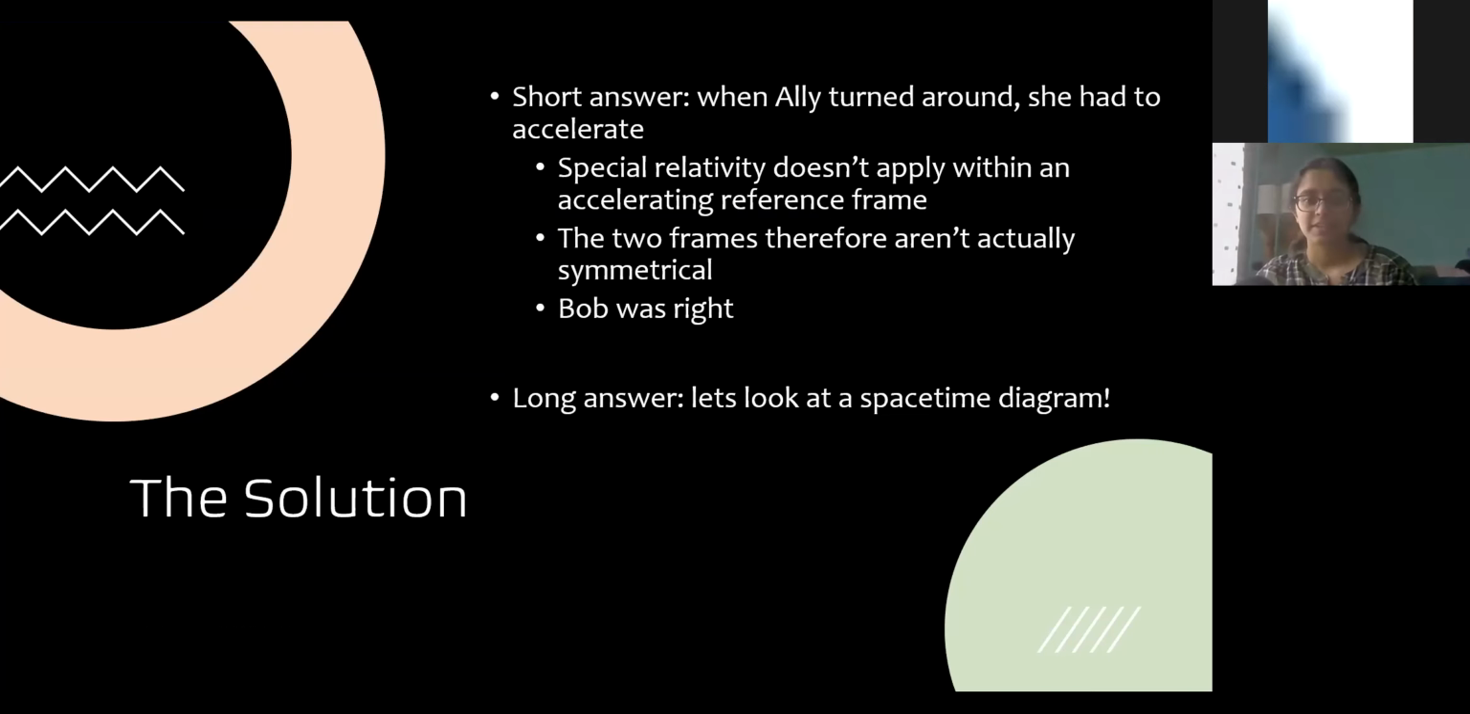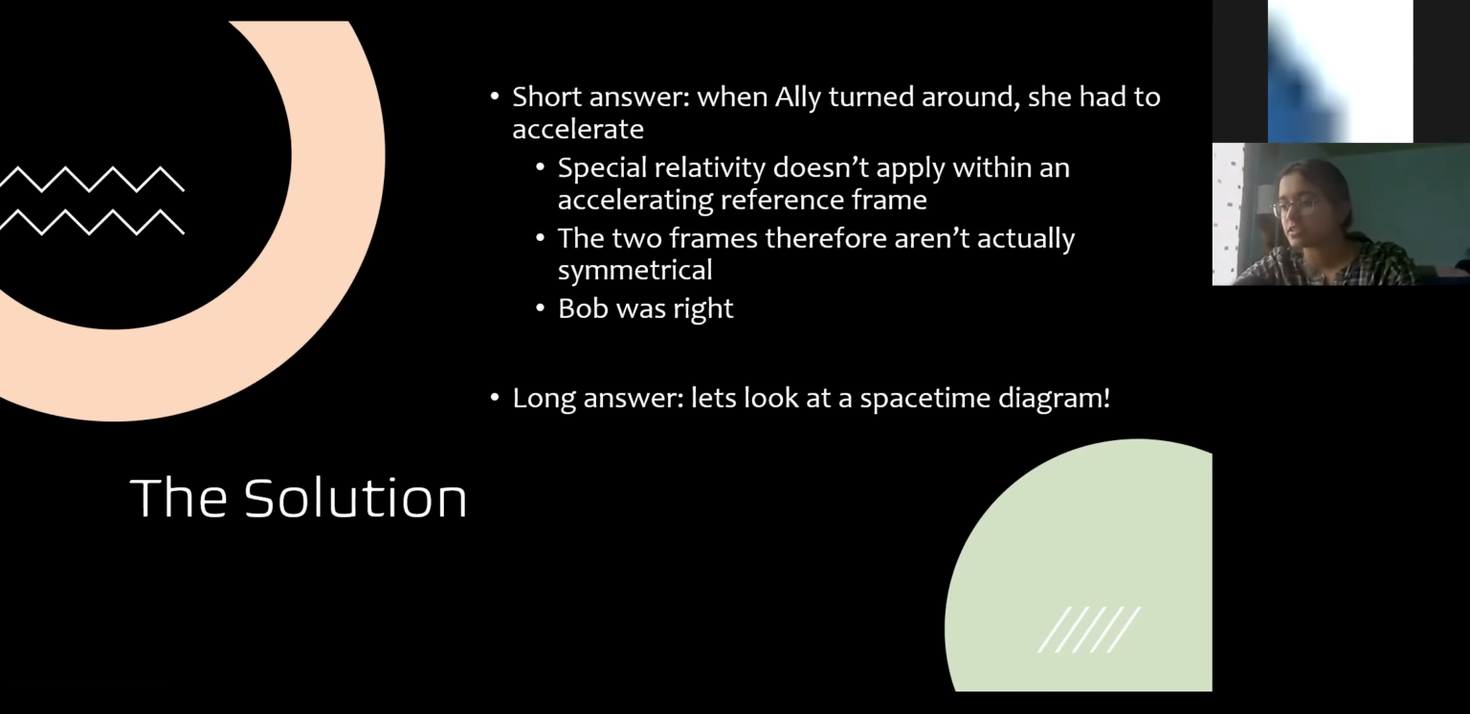The short answer here is that when Allie turned around, she had to accelerate. It might have been for a very short moment, but she still had to accelerate. And remember, special relativity doesn't apply within an accelerating reference frame. Therefore, you can't actually consider the two perspectives as symmetrical. Allie's reasoning can't be the same as Bob's because Allie was in two reference frames, one where she was going away from Earth and one where she was coming back. Therefore, this works out so that Bob was correct.